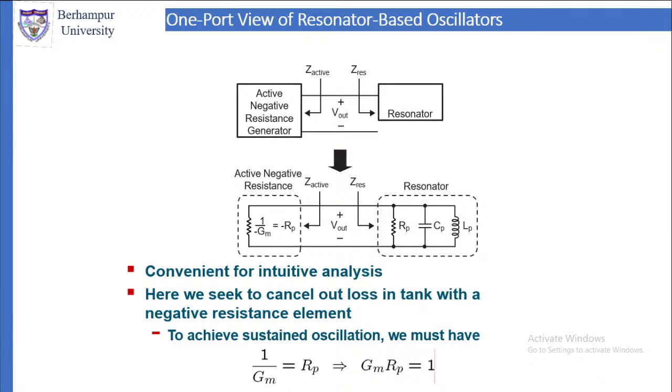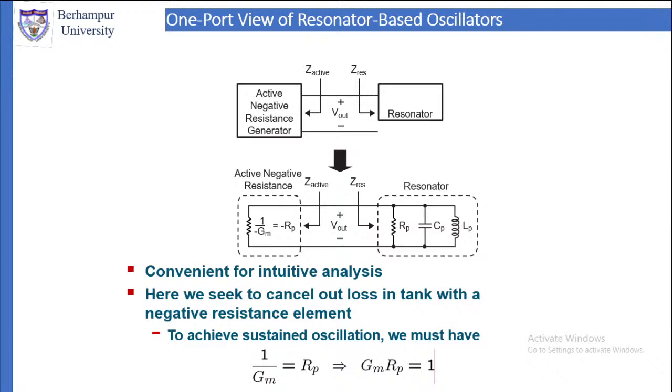These two are on the two sides, and its equivalent circuit is shown below. Here at the bottom, its equivalent circuit is shown. So same thing. The resonator is an RLC circuit and the active negative resistance circuit is 1 by minus GM, which is equal to minus R, and the output is taken between them. It is convenient for intuitive analysis.